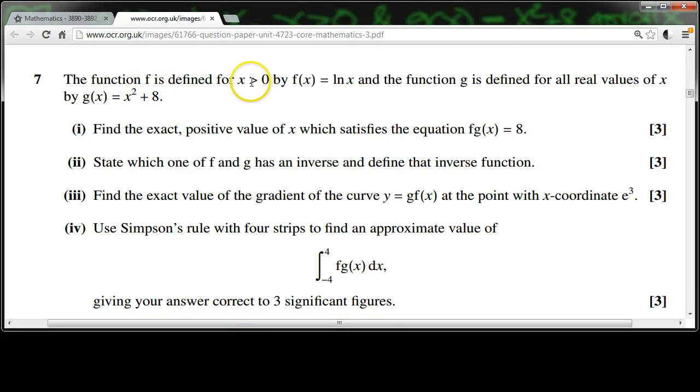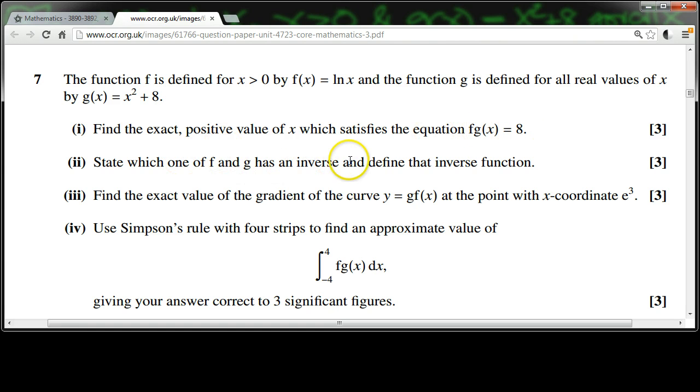The function f is defined for x greater than 0 by f(x) equals log x, and the function g is defined for all real values of x by g(x) equals x squared plus 8. Find the exact positive value of x that satisfies the equation f of g of x equals 8.